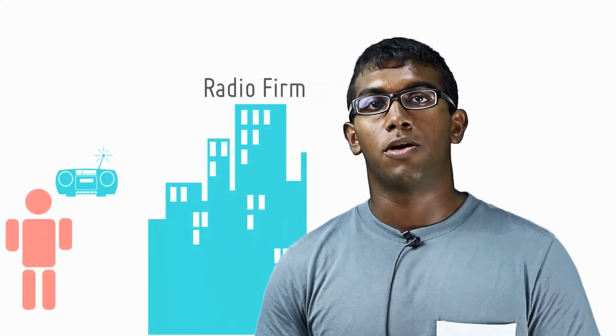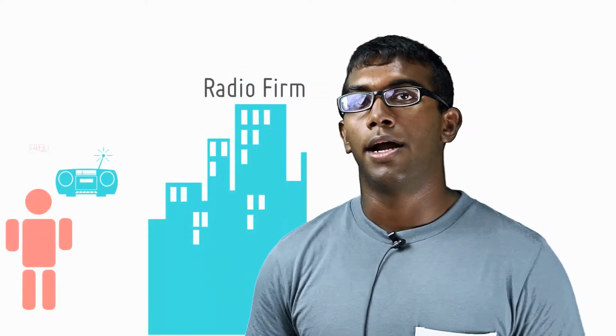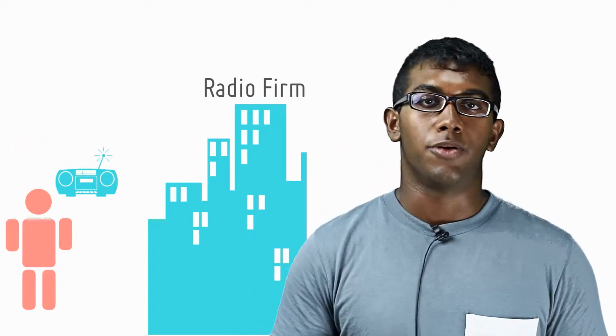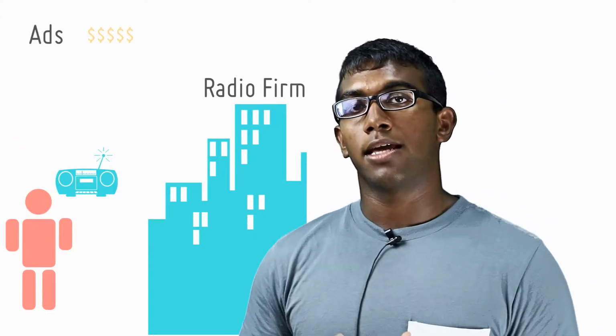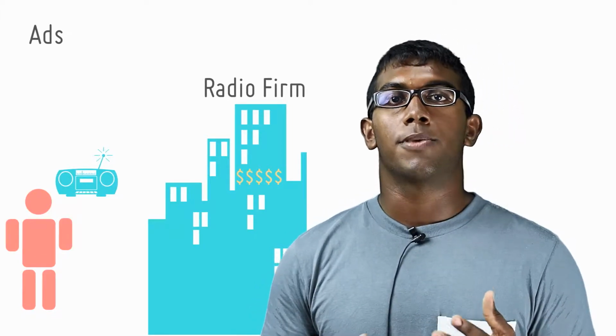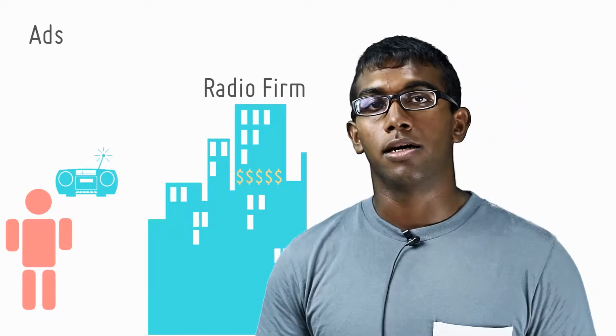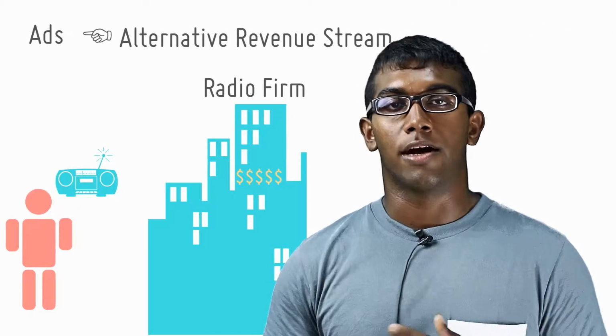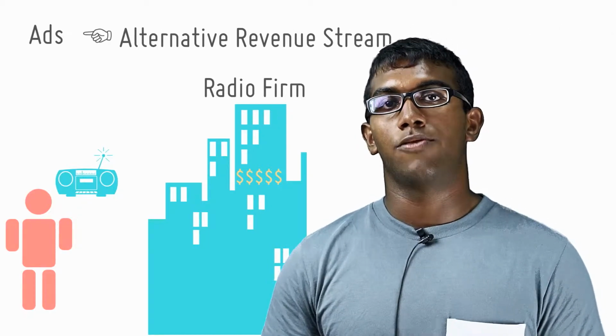So let's take the example of a radio broadcasting company, right? People don't actually pay to hear the radio. What happens is that advertising companies basically pay for the advertisements that appear over the radio. And this is basically how the radio broadcasting companies earn the revenue to cover the cost. And this is what we call an alternative revenue stream.